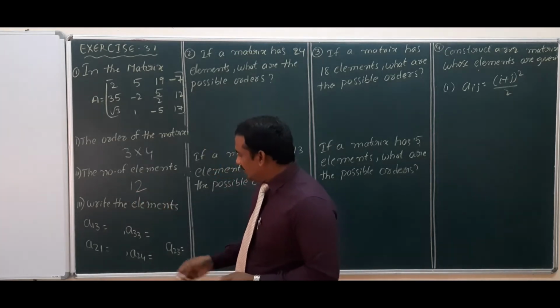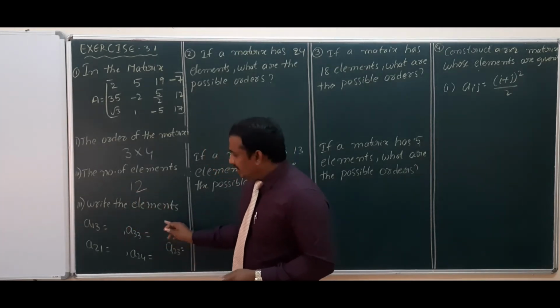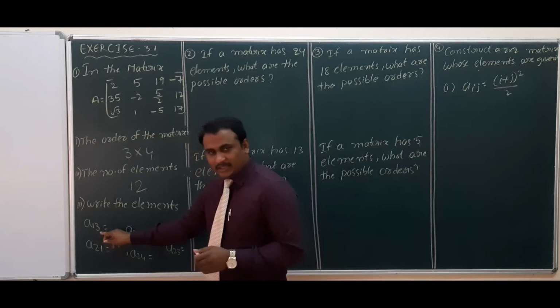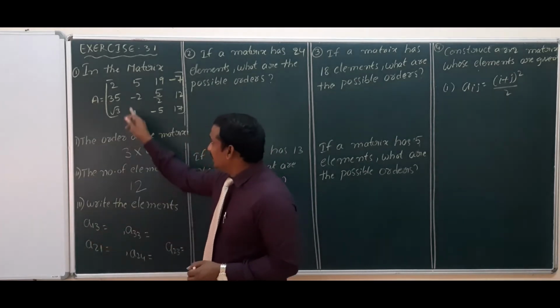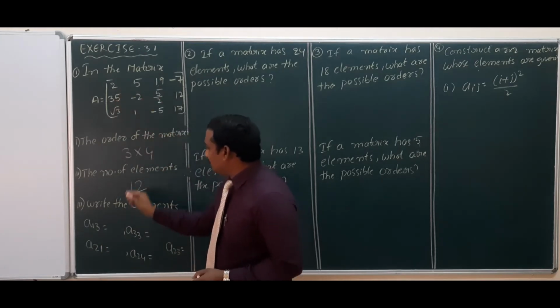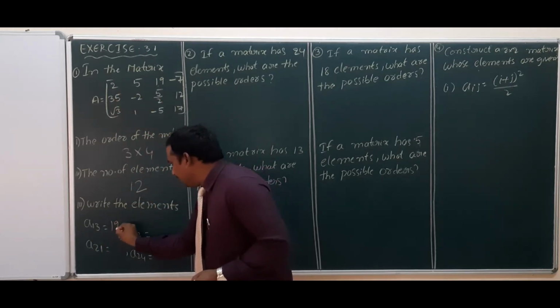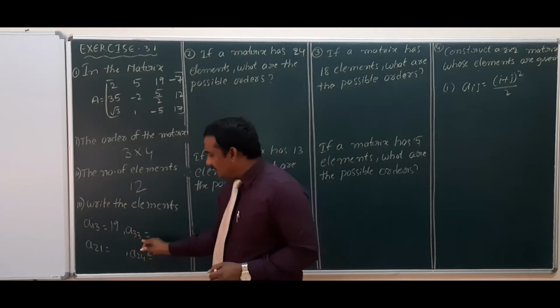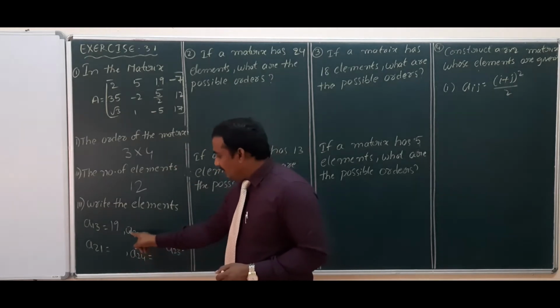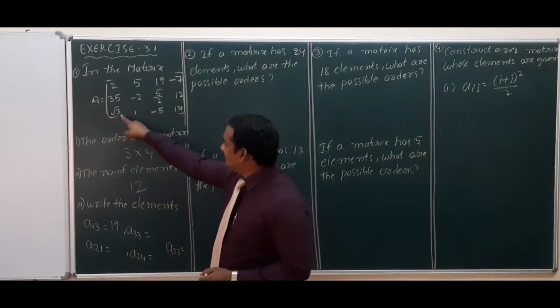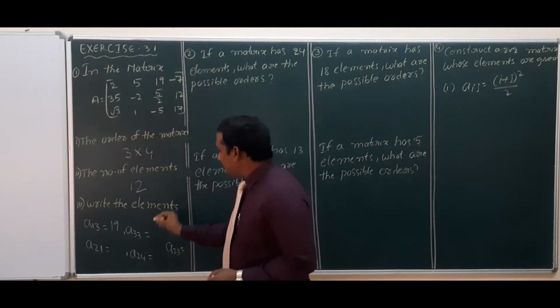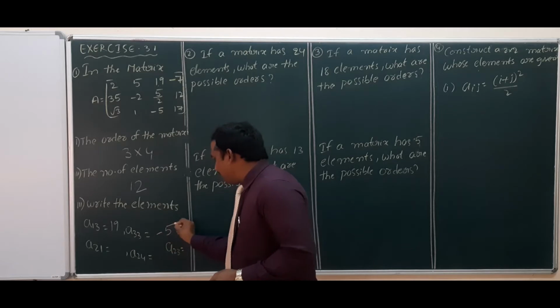Next one, third one, write the elements. Here A13 is given. That means in matrix A, you have to see the first row, third column. Here, first row, third column, the value is 19. Next one, A33. A33 means in matrix A, third row, third column. Here the value is minus 5.